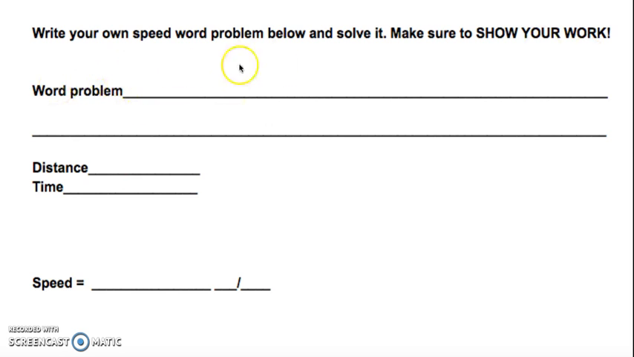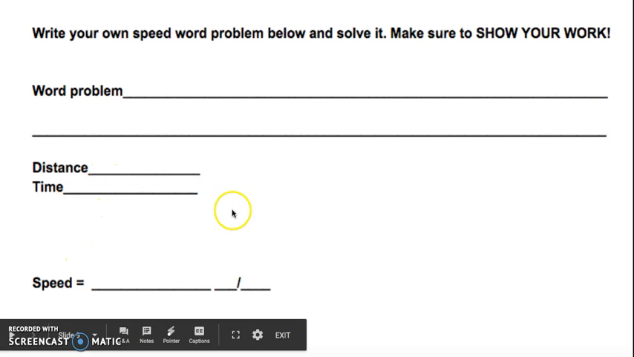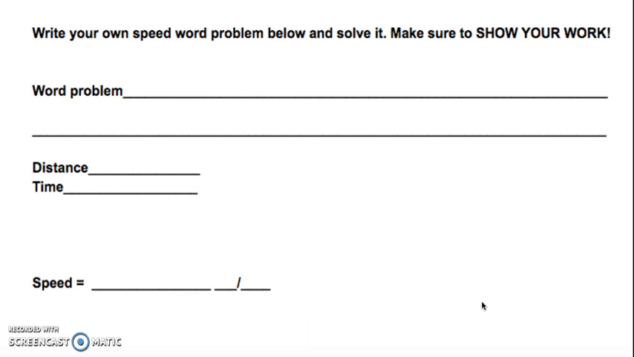So write your word problem here just like you typed yesterday in the Google presentation. And then write down your distance with your units. Write down your time. And then calculate your speed. Show all your work here. We should see some math happening in this space right here. Okay? All right, good luck, students. Ask your science teacher if you have any questions.